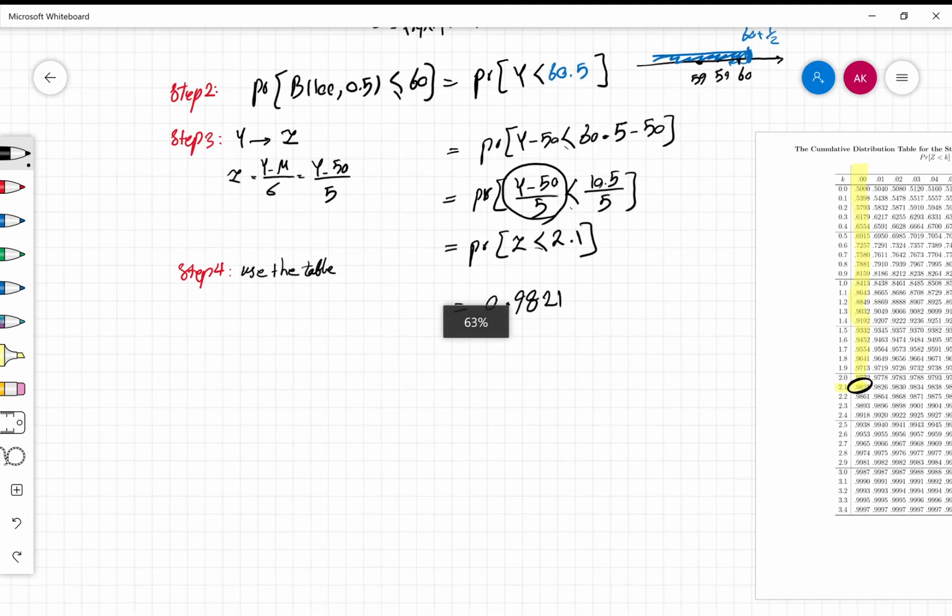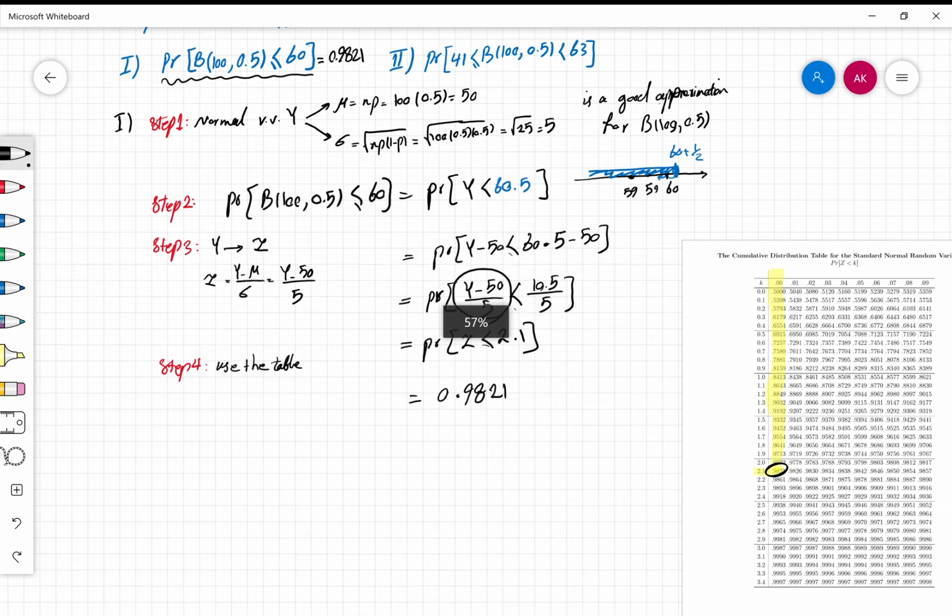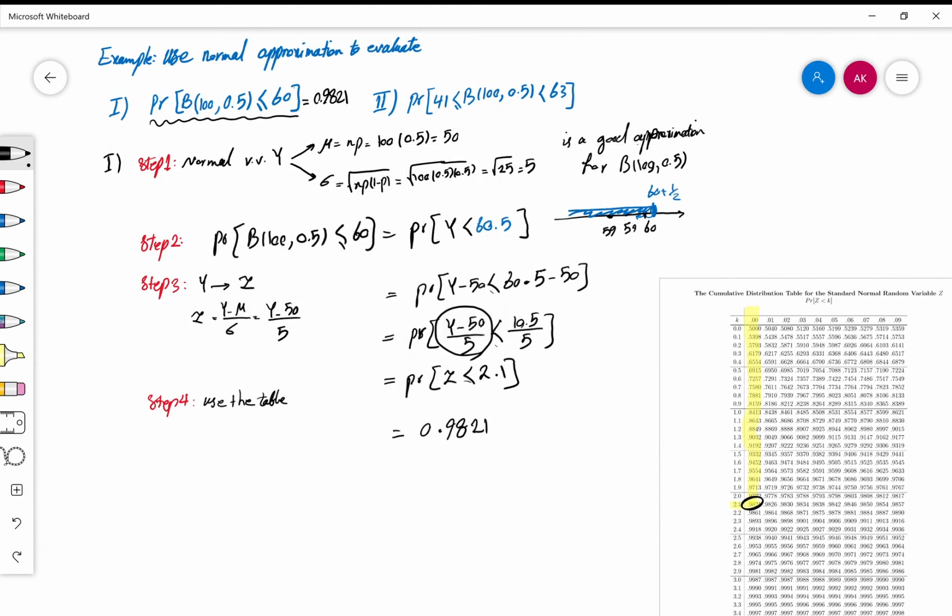How about the second one? So let me bring it down here. For the second, we are trying to find the probability of B(100, 0.5) less than 60.